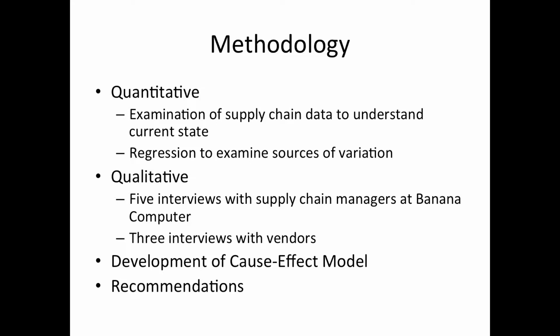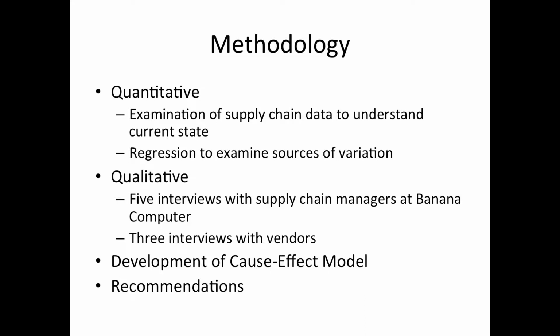We then used those regression weights in combination with the qualitative data to interview some of the people within Banana Computer, and we also reached out to some interviews with their vendors, so not people within their company, but people who are actually helping manage the supply chain for Banana Computer. And this gave us a cause-effect model, allowed us to identify the different causes for variation in their supply chain or in lead times, and gave us some recommendations.